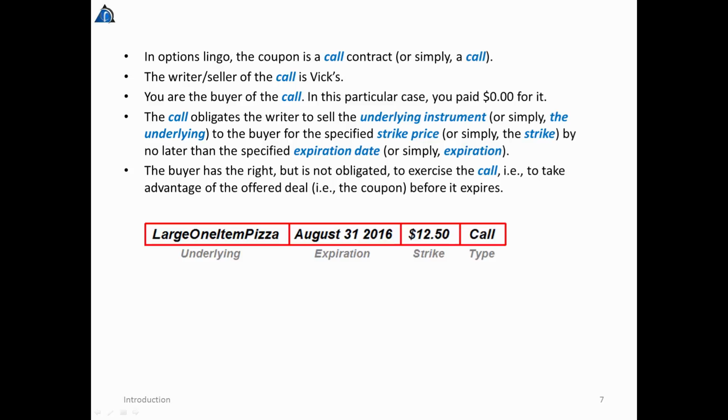Now we can take all the terms of this contract and condense them into a single line. The product in question is the underlying, which is the large one-item pizza. This coupon has an expiration date. It's valid up until August 31st, 2016. If you were to take advantage of the offer, you're entitled to buy the underlying for the specified strike of $12.50. And the type of contract we're dealing with here is a call.